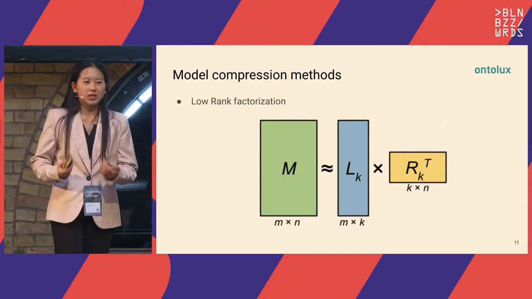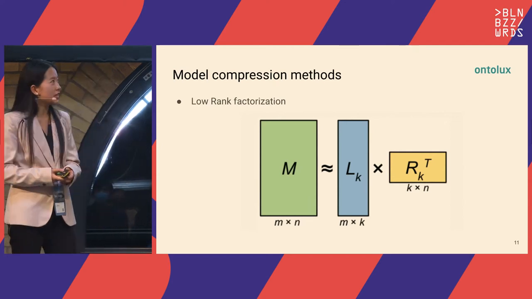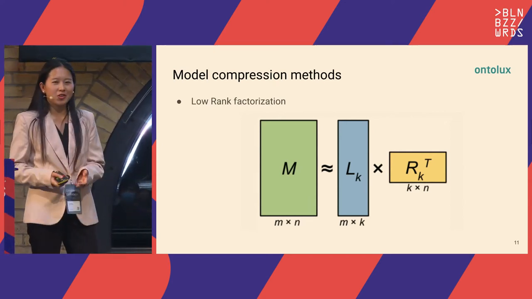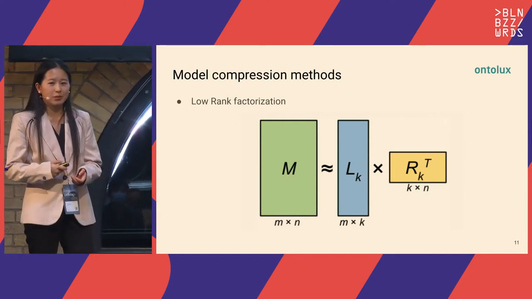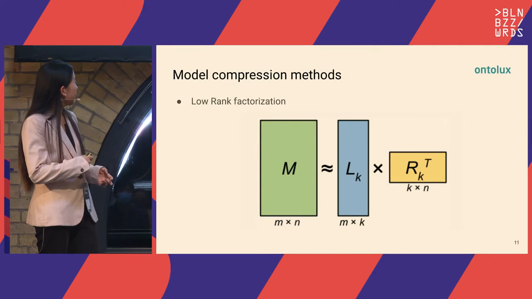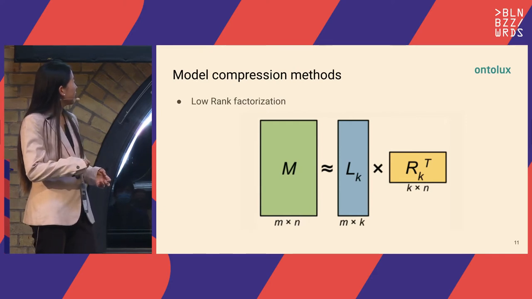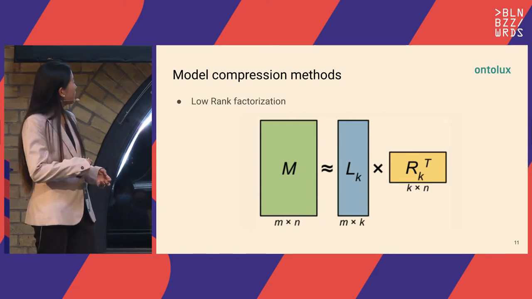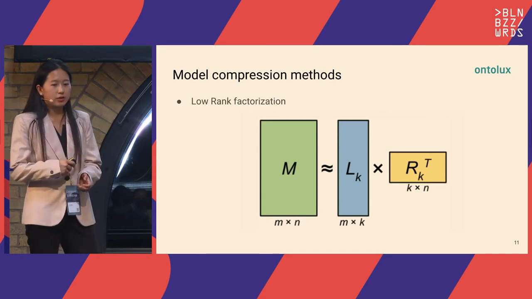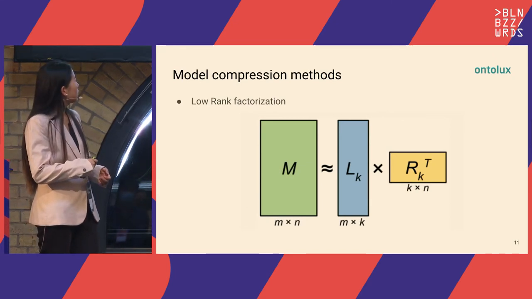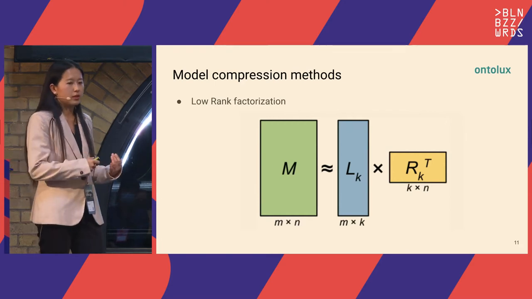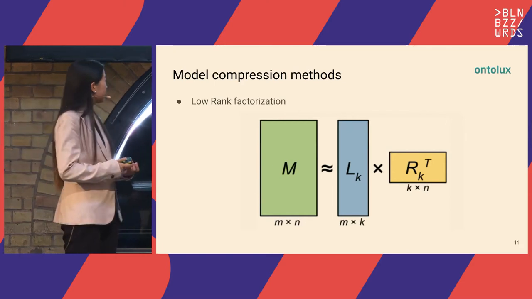And we also have a mathematical approach to this. As we all have learned in linear algebra, we could reconstruct a big matrix M, in this case, with two smaller ones, L and R. And when the rank of matrix M is bigger than the number K here, then we could approximate the matrix with a lower precision.